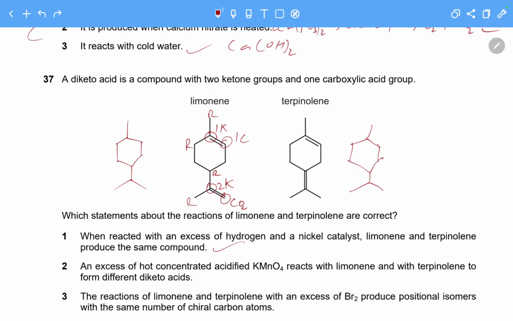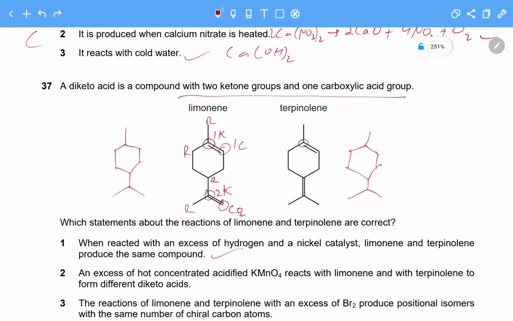And the first statement of the question said, a diketo acid is a compound with 2 ketone groups and 1 carboxylic acid group. So yes, this is a diketo acid. And then terpinolene, ketone, and this will give carboxylic acid. This will give ketone. So K, C, K. This will give ketone as well, but this will be a different ketone. So we have a ketone here, we have a carboxylic acid here, and we have a ketone here.